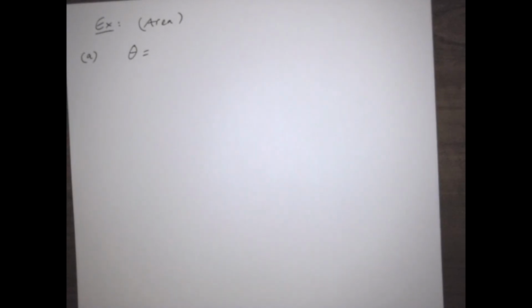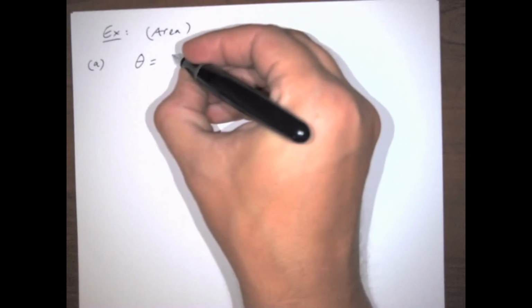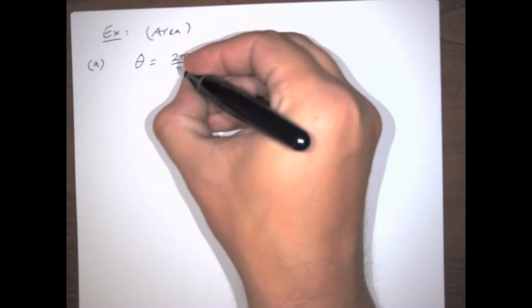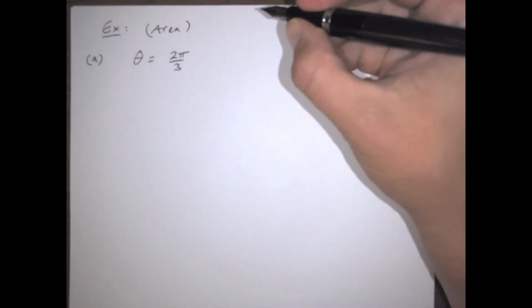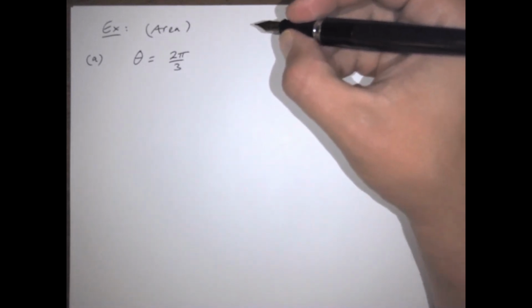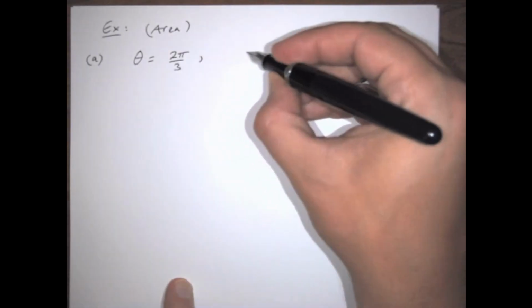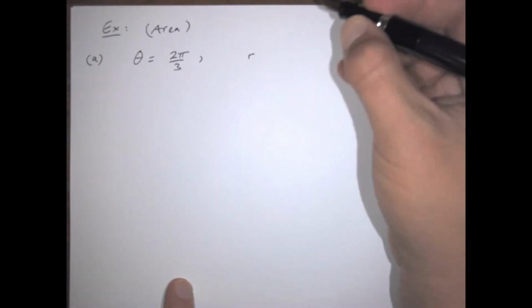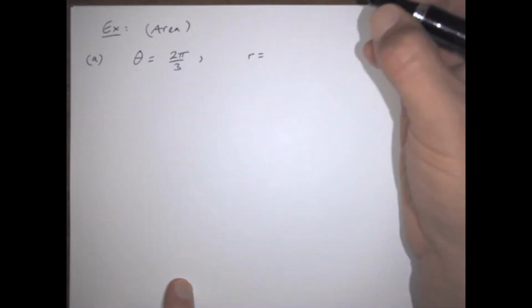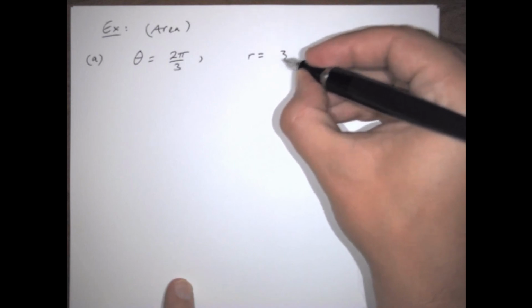All right, so let's say that theta equals, I don't know, 2 pi over 3, which people who have studied their way around the unit circle a bit may recognize as being 120 degrees. So let's say theta equals that. Let's say the radius is equal to, I don't know, 3 meters.